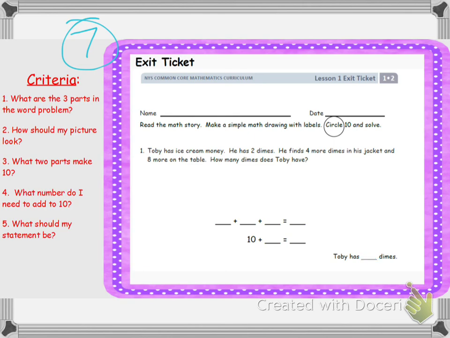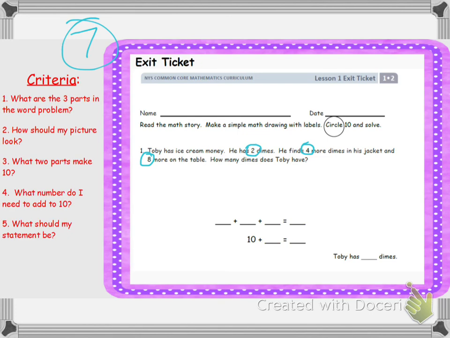All right, I'm going to read it again. You can solve it. Toby has ice cream money. He has 2 dimes. He finds 4 more dimes in his jacket and 8 more on the table. How many dimes does Toby have? All right. You can solve this on your own, guys. You can pause it. Whenever everyone's finished, you can come back and check your answer.